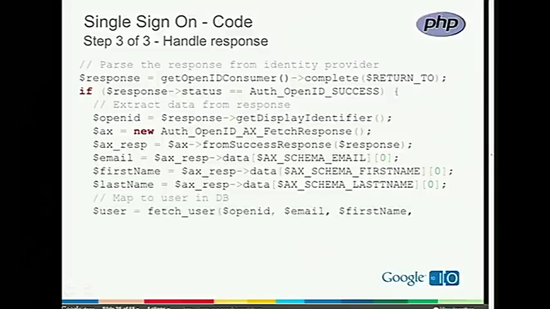And now that we have all this information, we can map that user to somebody in our database or create a new account if that's what we need to do. Once we have that, we can add them to the session, let them log into the app, and they're logged in. They never entered a username or a password. It all just happens via OpenID.